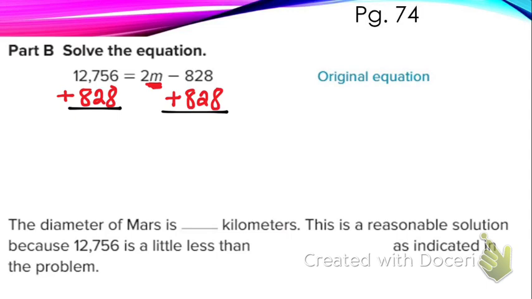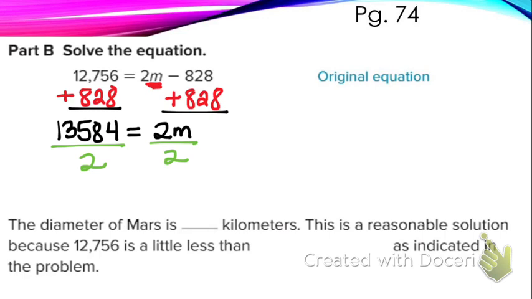And you should get 13,584. And that equals 2m. So now what do we have to do? Divide by 2. Go ahead and type that in your calculator. Take 13,584 divided by 2, and you get 6,792 equals m. So the diameter of Mars is 6,792 kilometers.